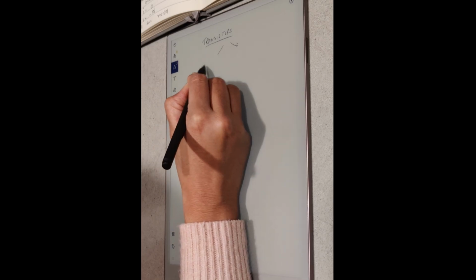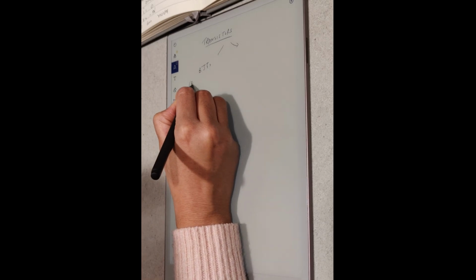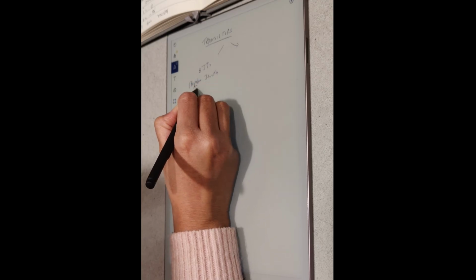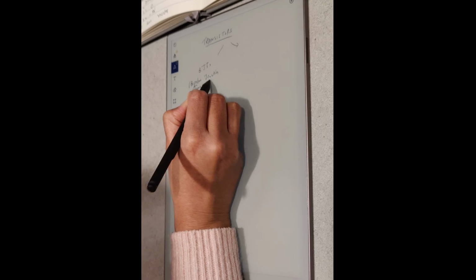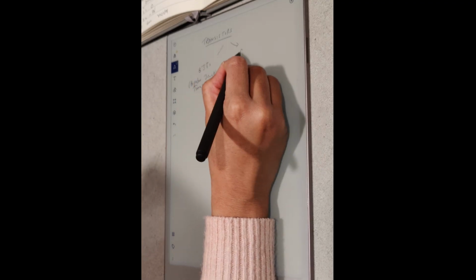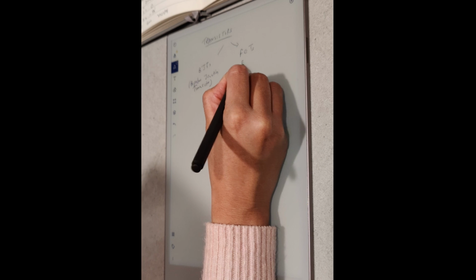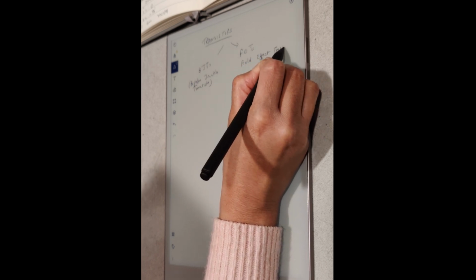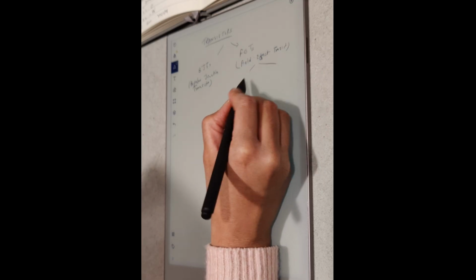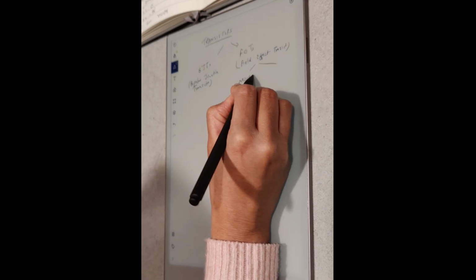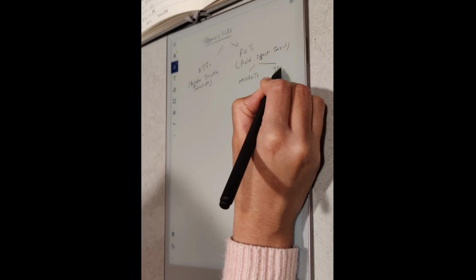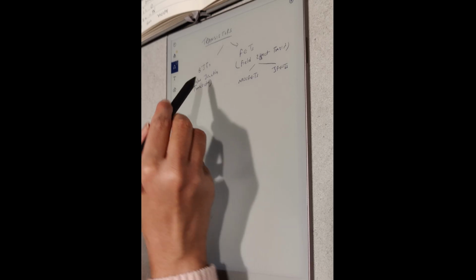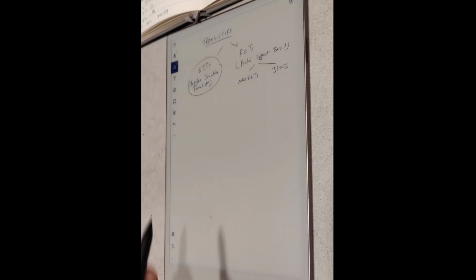So we have BJTs, which is bipolar junction transistor, and we have FETs, which is field effect transistor. And then under FETs, we have MOSFETs, and then we have JFETs. And we'll study these in the next videos. Today we're going to focus on BJTs.